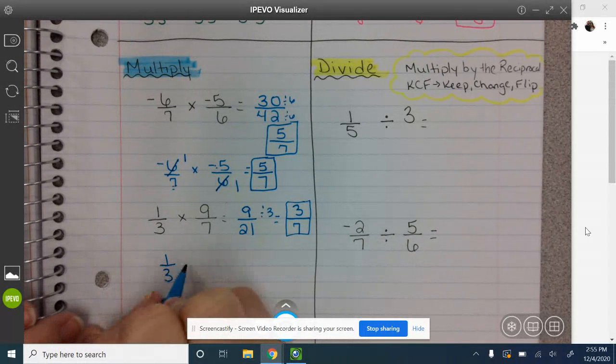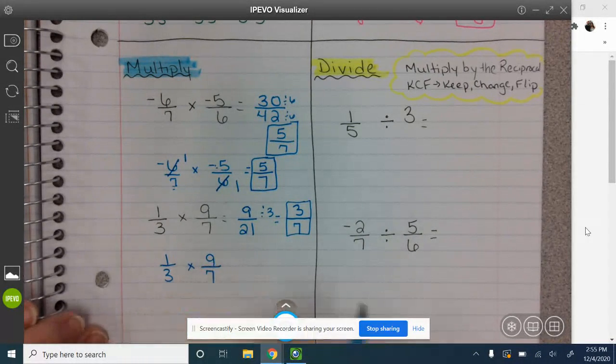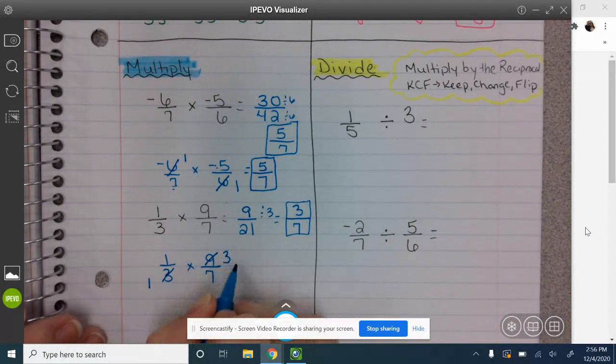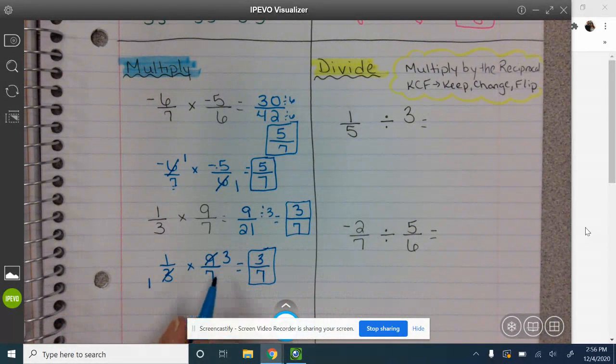Now, if I rewrote this problem, we're going to try to cross cancel. 1 and 7, nothing goes into those that's the same. For 3 and 9, 3 can go into 3, and 3 can go into 9. So 3 divided by 3 is 1, 9 divided by 3 is 3. 1 times 3 is 3. 1 times 7 is 7. So again, I just did my simplifying when the numbers were smaller. Either way, you end up with the same answer.